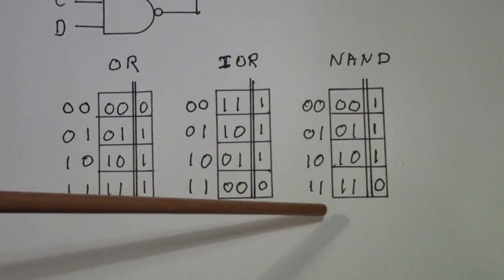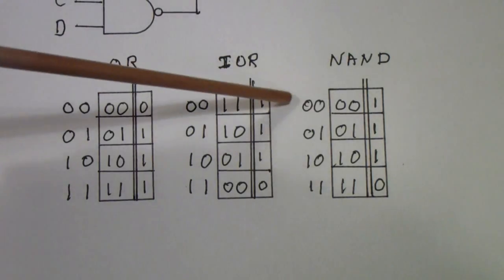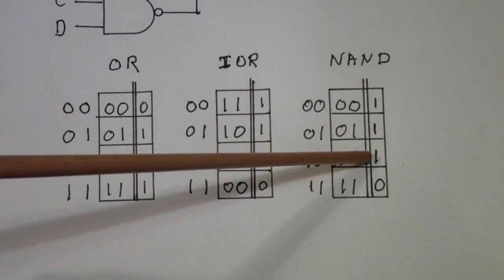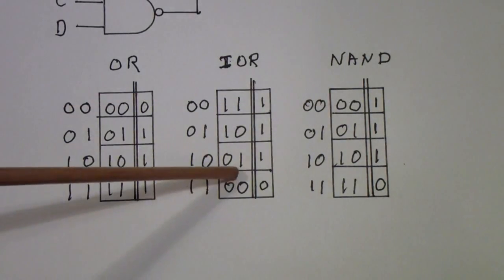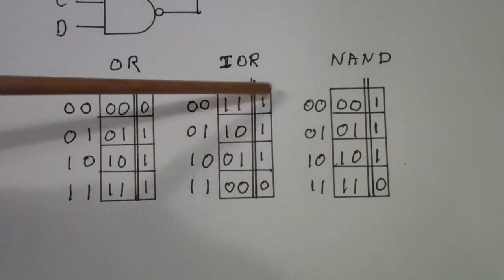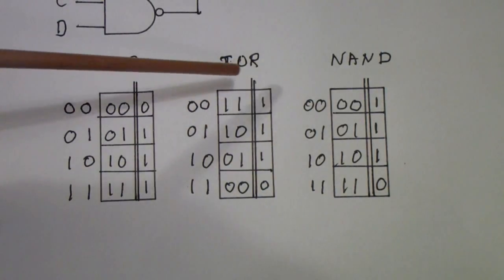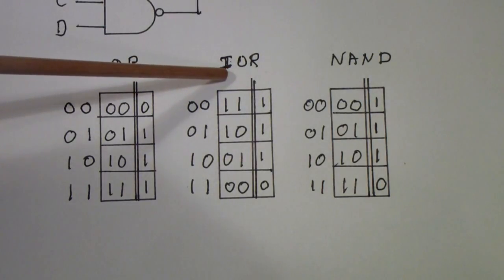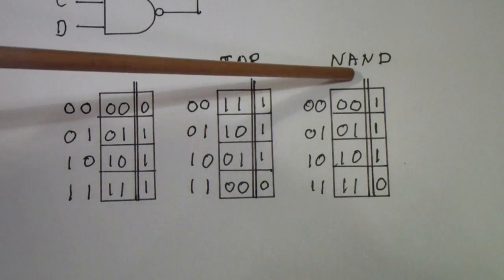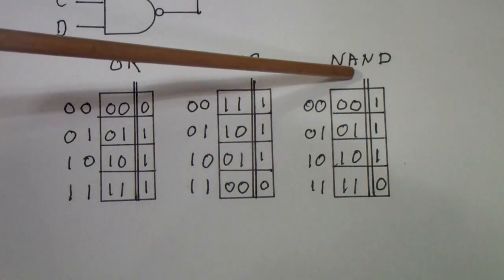So now we see that for this set of signals, we get 0, 1, 1, 1, the same as we got out of an OR gate with inverted inputs, 0, 1, 1, 1. Therefore, we can say that an OR gate with inverted inputs is logically equivalent to a NAND gate. In fact, it is a NAND gate.